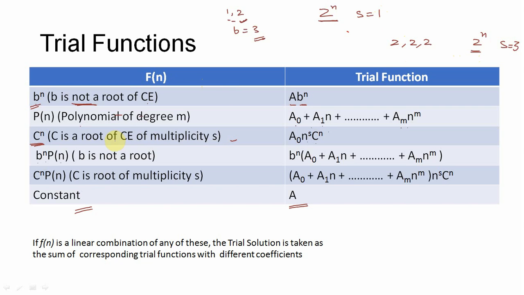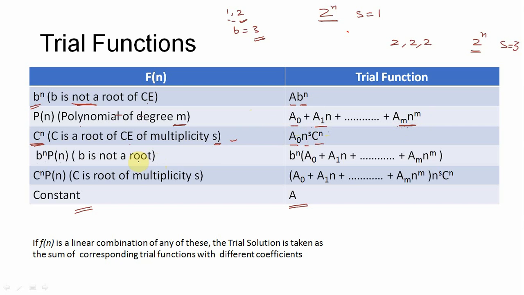If that function is of the form c to the power n, where c is a root of the characteristic equation of multiplicity s, then the trial function will be of the form a0 n to the power s, where s is the multiplicity, and c to the power n, where c is the root. If the function fn is a polynomial of degree m, then the trial function will be a0 plus a1n up to am n to the power m. Remember, m is the degree of the polynomial.